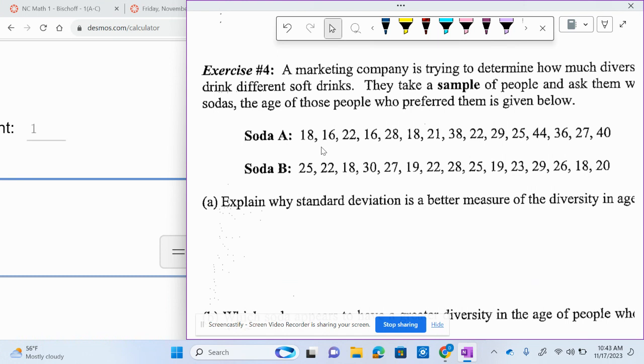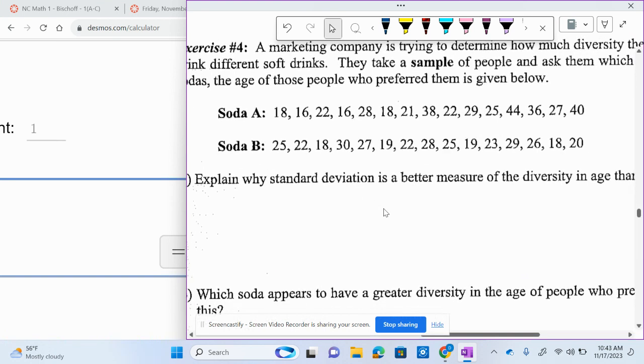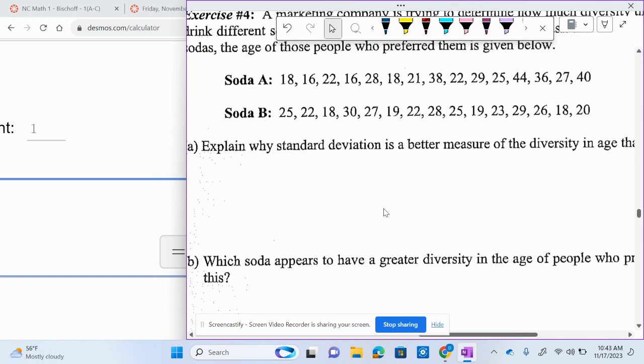They want to have a more diverse age range, meaning they want the standard deviation to be greater. They want a greater standard deviation. Why? Because the more diverse their range is, the more people that they reach with their soda, right? The larger the soda population or the diversity, the more people that they reach. So the first question says, why is standard deviation a better measure of diversity?